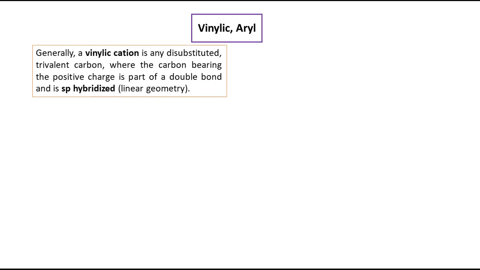Next, vinyl and aryl. So for vinylic, how can we say it, that is the definition. A vinylic carbocation is any disubstituted trivalent carbocation. Look at these terms, disubstituted. But it is trivalent, just like any other carbocation. But here the carbon which is carrying the positive charge is part of a double bond, and it is now sp hybridized with linear geometry.